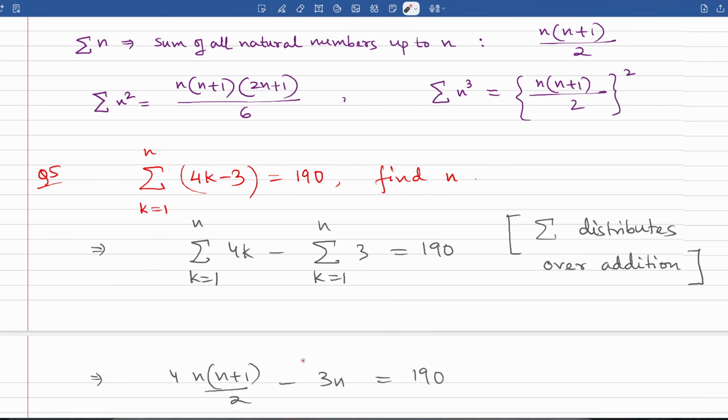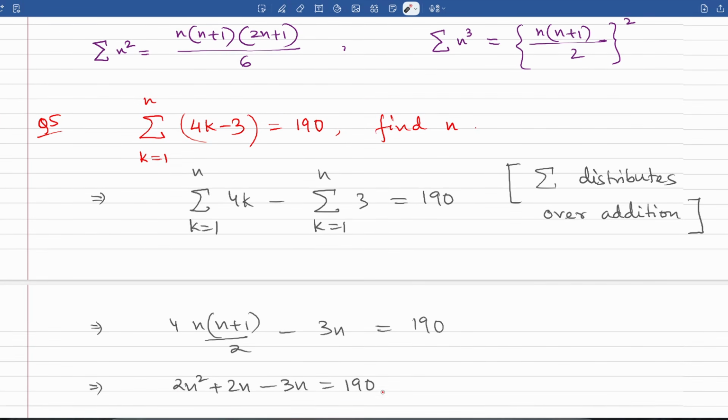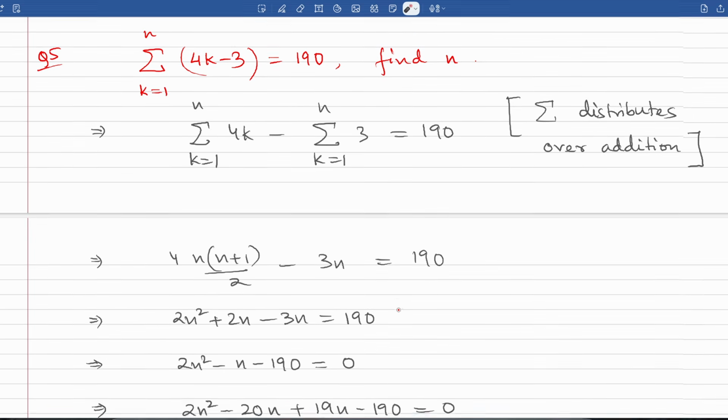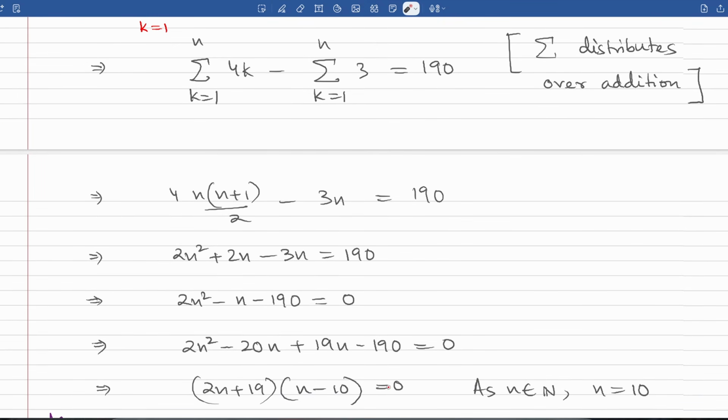You simplify the quadratic and you will end up with 2n square plus 2n minus 3n is equal to 190, which will give you 2n square minus n minus 190 is equal to 0. You have to factorize this. 2 into 190 is 380. 380 can be factorized into 20 and 19. Very easy middle term. So this will be 2n plus 19 into n minus 10 is equal to 0. Since all the index numbers for the terms of a sequence have to be natural numbers, n has to be 10. It cannot be minus 19 by 2.